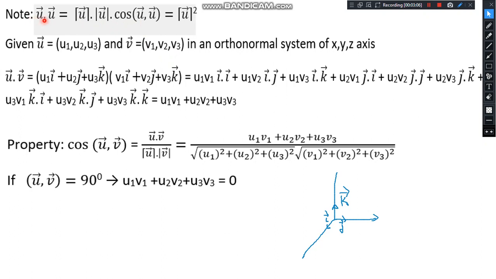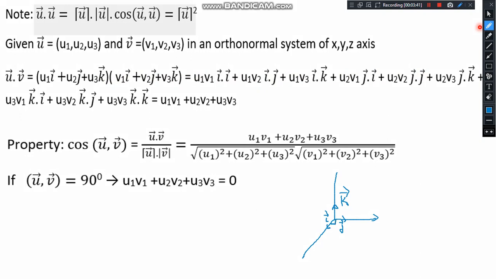Now, suppose you want to do u times itself. It's norm u times norm u times the cosine of the angle, and we know the angle between u and itself is 0, and cosine 0 is 1. So the scalar product of u times u is nothing else than the norm of u squared. Given u and v, we need to find u·v. We wrote it here in scalar components, u1 i plus u2 j plus u3 k, and vector v with v1, v2, v3 along i, j, k. If you multiply, you have all of these. You know, in three dimensions, the norm of i, j, k is 1, and they are all perpendicular to each other.